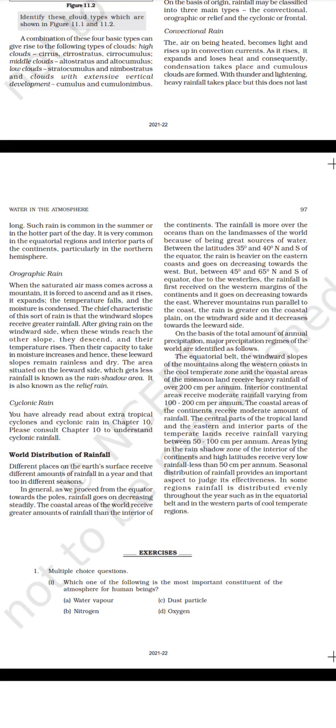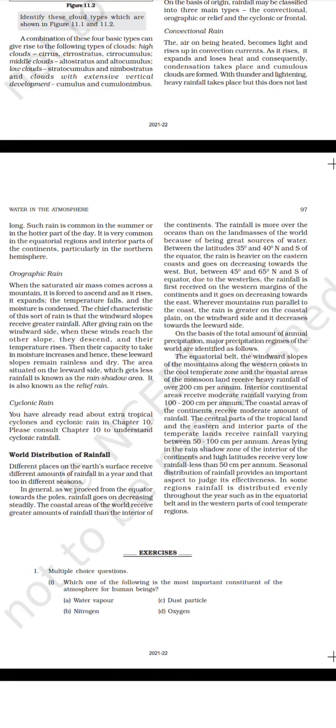and goes on decreasing towards the west. But between 45 degrees and 65 degrees north and south of the equator, due to the westerlies, the rainfall is first received on the western margins of the continents and it goes on decreasing towards the east. Wherever mountains run parallel to the coast, the rain is greater on the coastal plain on the windward side and it decreases towards the leeward side.